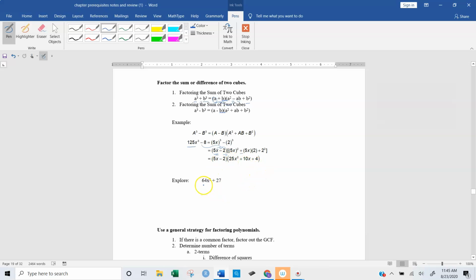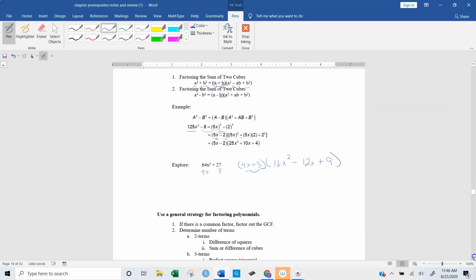So 64x cubed, that's actually 4x. 27 is 3. So to write this out, we go 4x plus 3 times 4x. We have to square this now. So that's 16x squared. Alternate the sign. Since this is positive, this is negative. Multiply them together, 12x, plus the last term squared, which would give you 9. I hope you did well. You have to look at the formula a couple times in order to get that down, but it works.